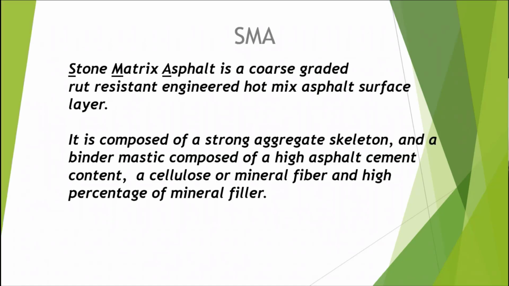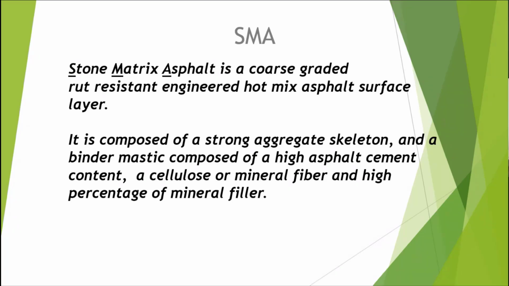I wanted to cover SMA really quick. It's basically a coarse, gap-graded, rut-resistant surface course mix with a strong aggregate skeleton, and you build a binder mastic. That's where the M comes from. It's gap graded, so you have a lot of rock, say 3/8 rock, but you also have a lot of fines and nothing in between. The fines are what you're using. In fact, a lot of times you put a dust in, like fly ash or crusher fines, because you need to build that up with a higher asphalt content to create that mastic.